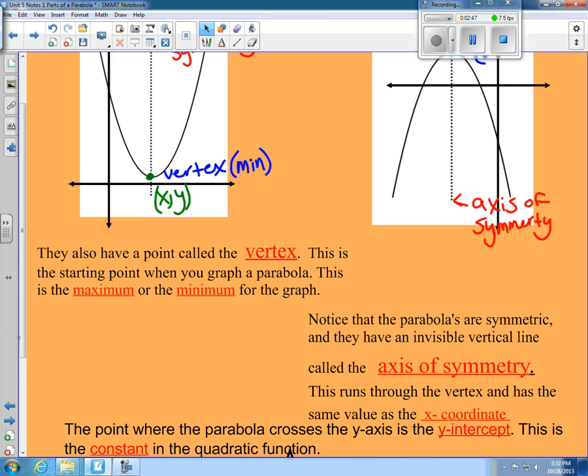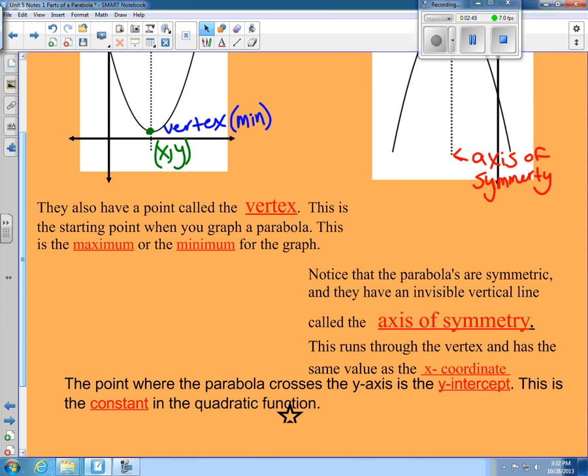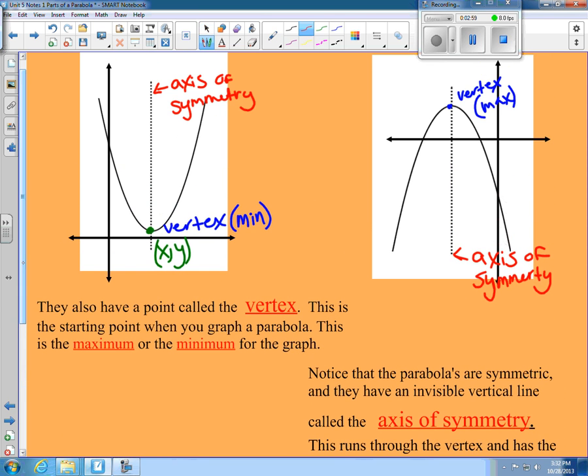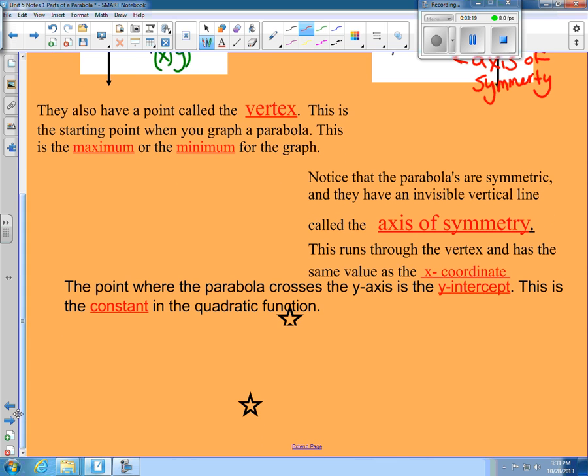We also see it says the point where the parabola crosses the y-axis is the y-intercept. This is the constant in our quadratic function. So if we go back to our pictures and look here, make sure you add in where it crosses the y-axis. This is the y-intercept. Now we're going to talk a little bit more about the x-intercepts later, but we'll always see a y-intercept here. That's our constant.